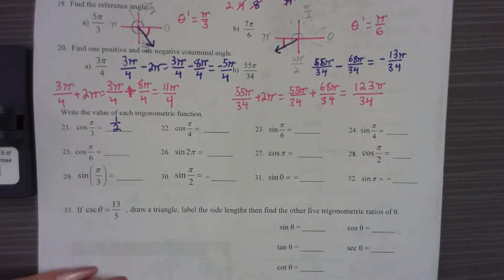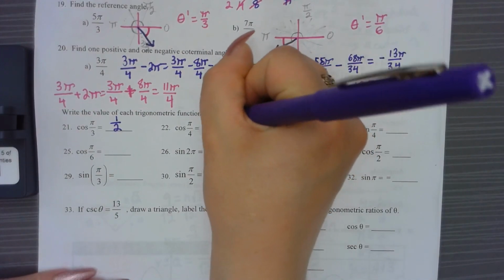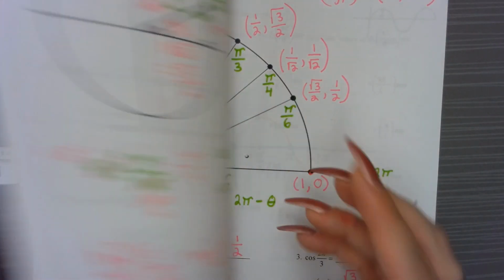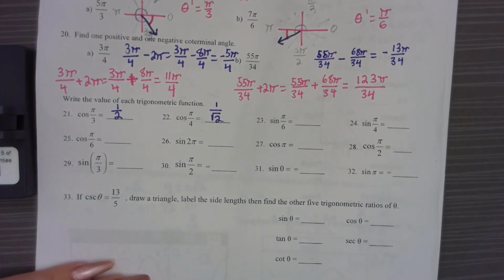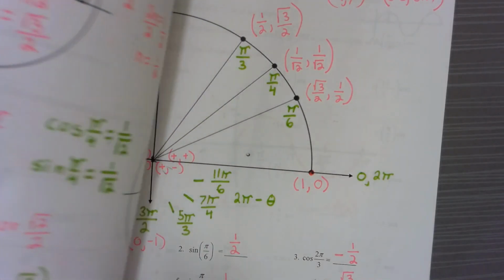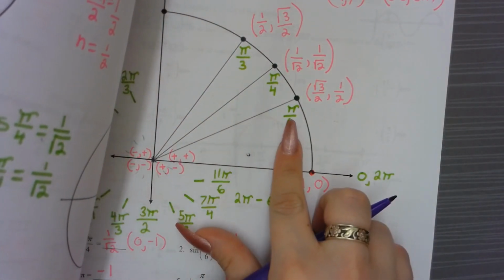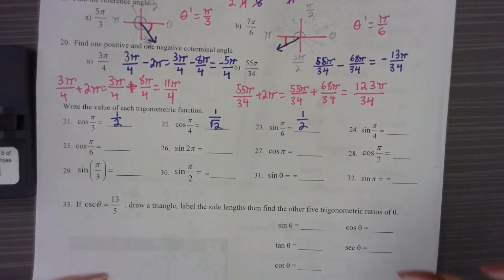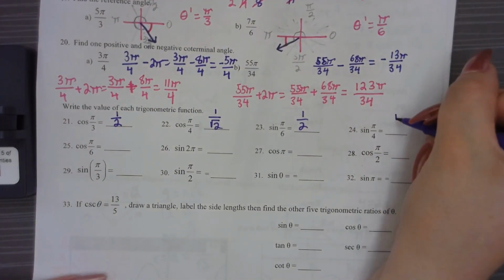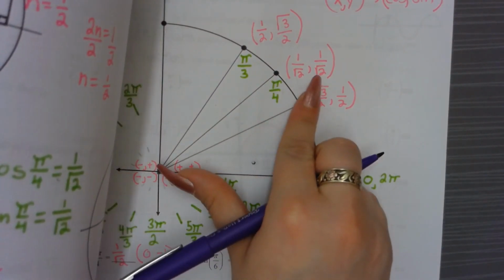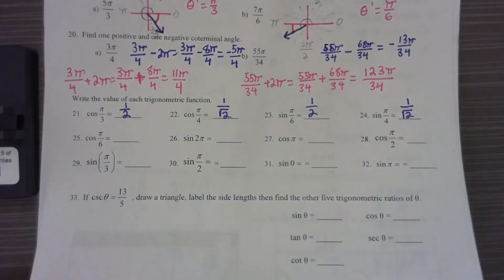Okay, so the cosine of pi over 4 is 1 over the square root of 2. Again, pi over 4, cosine 1 over the square root of 2. The sine of pi over 6, that is 1/2. So again, that's in the first quadrant, sine is positive there, pi over 6, that's going to be 1/2. The sine of pi over 4, it's the same as the cosine, it's 1 over the square root of 2. So again, pi over 4, sine is 1 over square root 2.